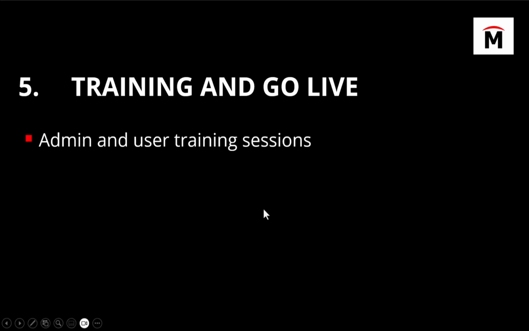Now, my favorite part of any implementation is the final step of what we call training and go live preparation. There's two key things that need to happen in any type of implementation, whether it's a quick start or a 6-month implementation. These two key things are what we call administration training and end user training. So what happens during these phases?